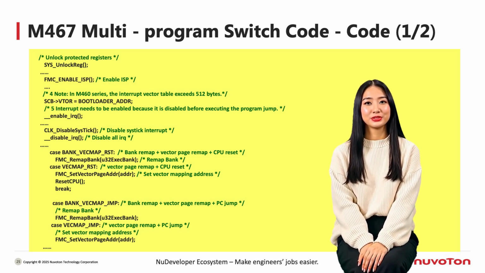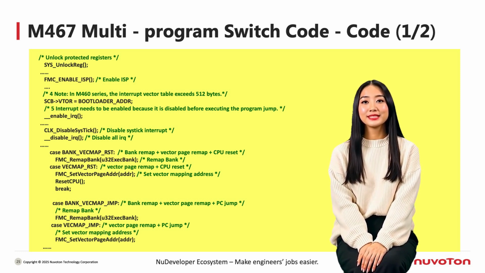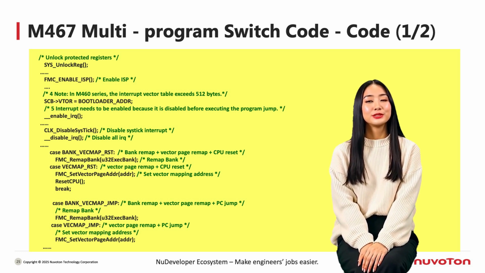Regardless of which method is used for program switching, it is recommended to disable all interrupts before switching. When disabling interrupts, both the interrupt vector and total interrupts need to be disabled. The first method is bank remap, vector remap, and CPU reset. Method 2, vector remap and CPU reset. The first method includes an additional statement for bank remap. The third method is bank remap, vector remap, program pointer jumping, and the fourth method is program pointer jumping after vector remap. The difference from the first 2 methods is achieved through direct PC redirection.